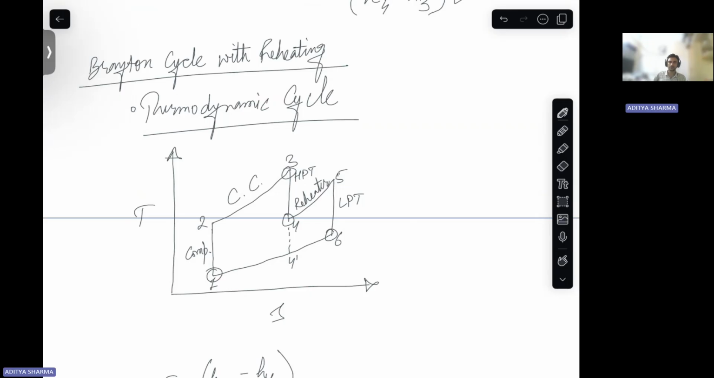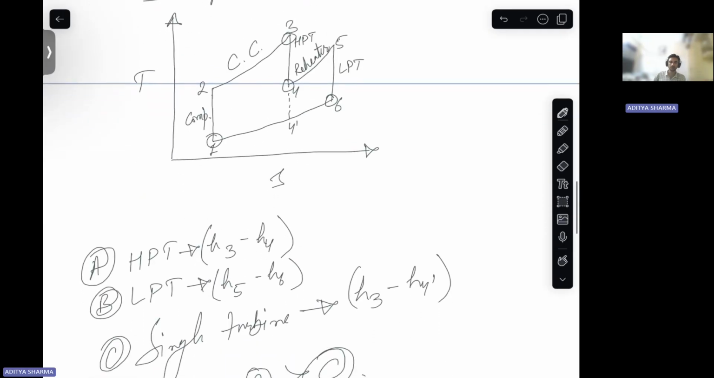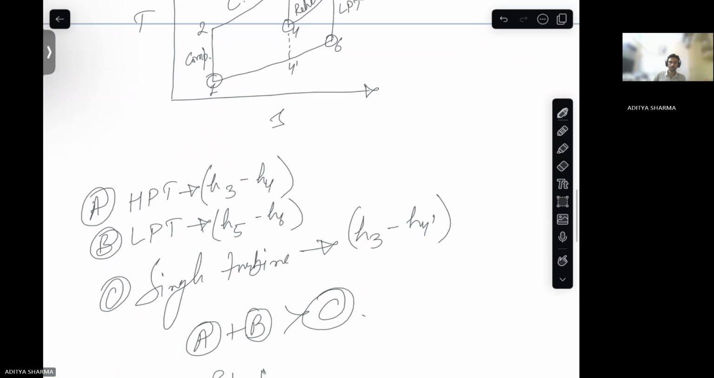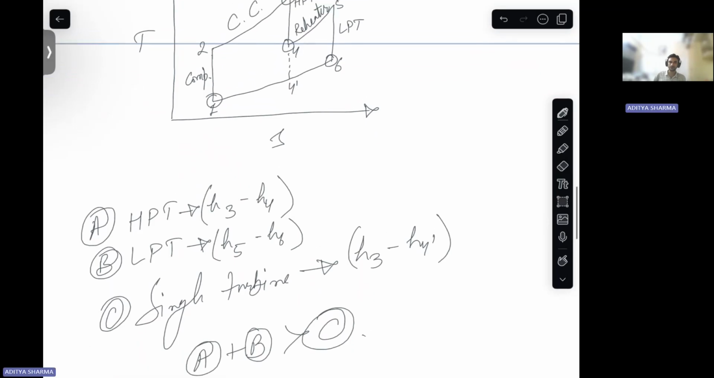So is your reheater somehow altering the work input to the compressor? The diagram doesn't tell this. But if you see the work output, that is from your turbine. So is it altering the work output in some way? The answer is yes. So we have discussed this. Okay. A plus B is greater than C.